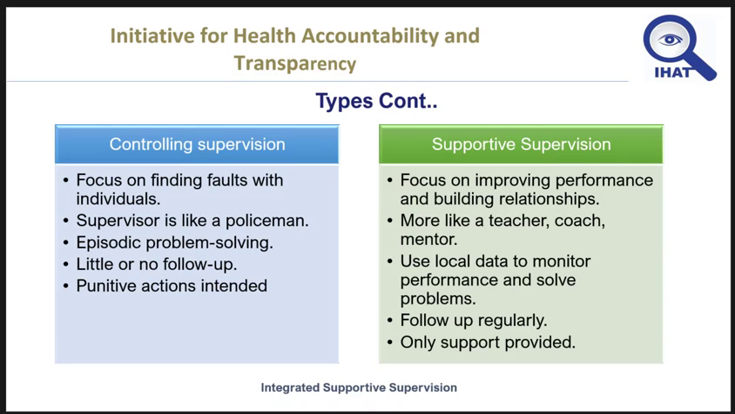In controlling supervision, there is episodic problem solving in the process, while in supportive supervision, there is the use of data to monitor performance and solve problems. In controlling supervision, there is little or no follow-up in the process, while in supportive supervision, there is regular follow-up in the process of supervision. Controlling supervision is often punitive in actions, where people are punished or sanctioned for erring or defaulting from standards, while in supportive supervision, only support is required to be given and corrections made.